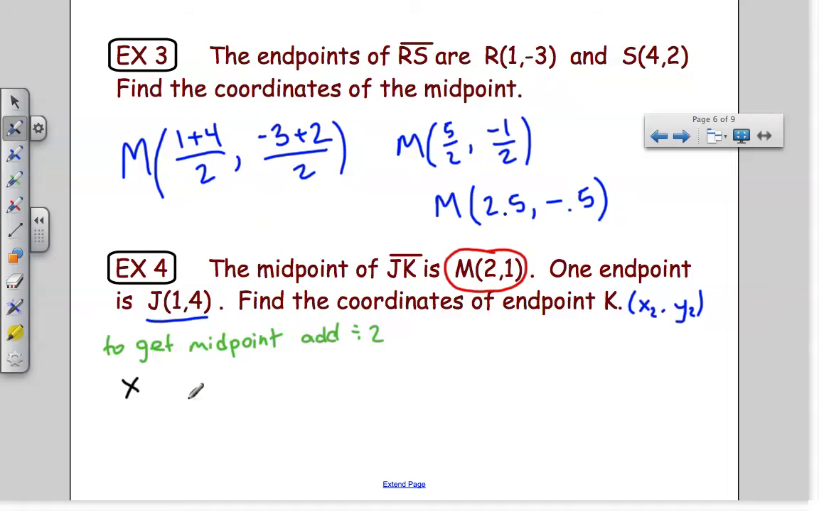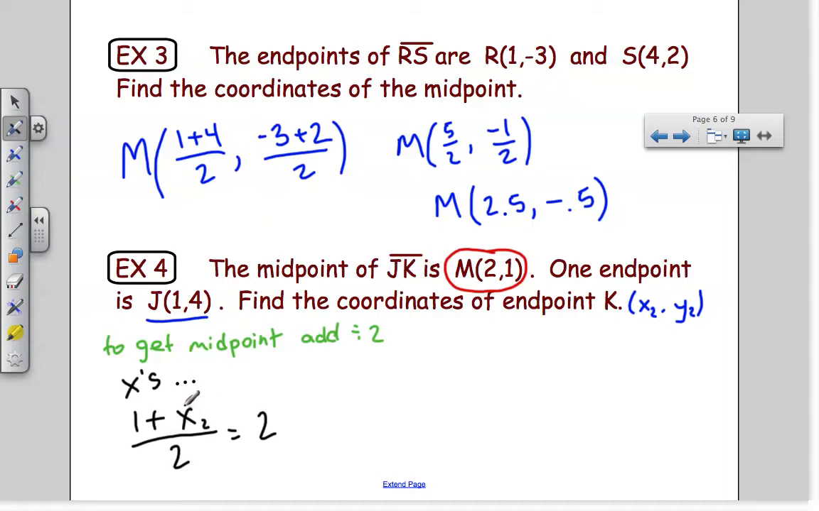So one endpoint was 1. The other endpoint is, I don't know, x sub 2. But I know that if I would add the two x's of the endpoints of j and k, and I divided by 2, I would get, here, I'll say that I'm dealing with x's right now. Okay, but I know if I add the endpoints 1 and unknown, and I divide by 2, I get the midpoint x, and the midpoint of the x is 2.